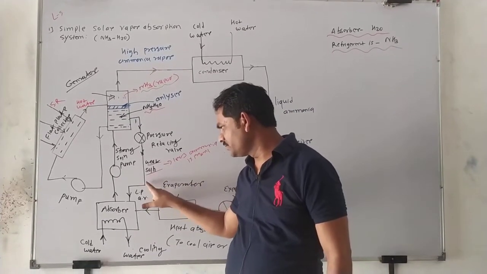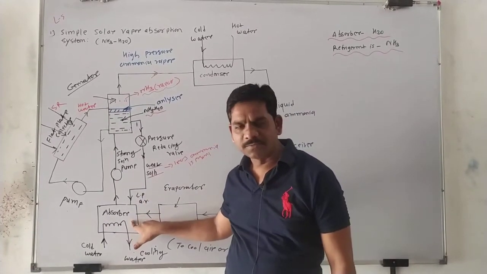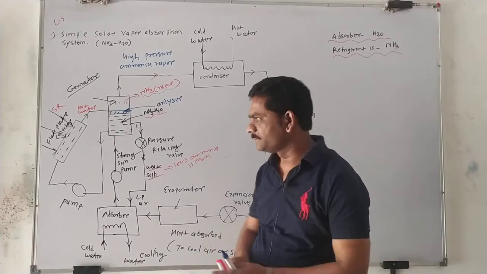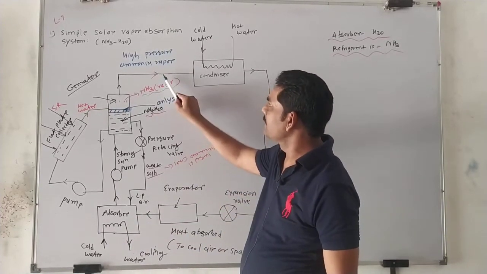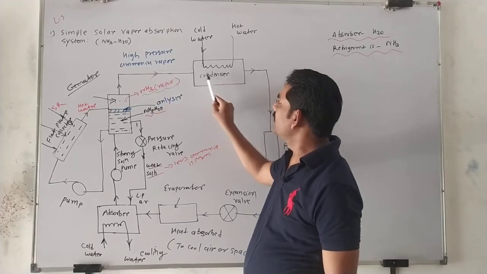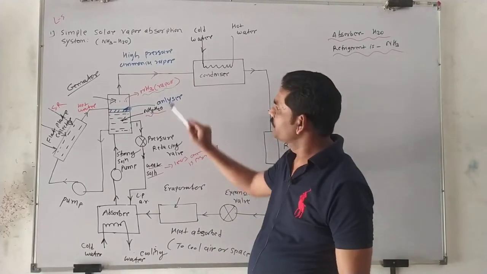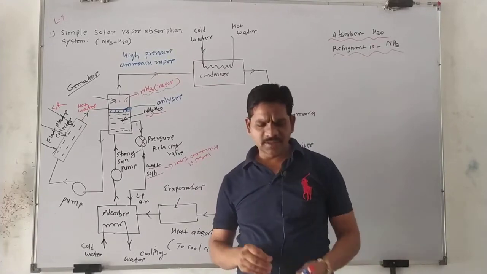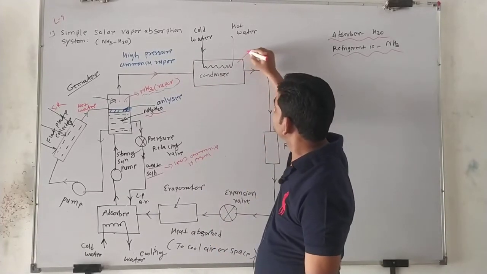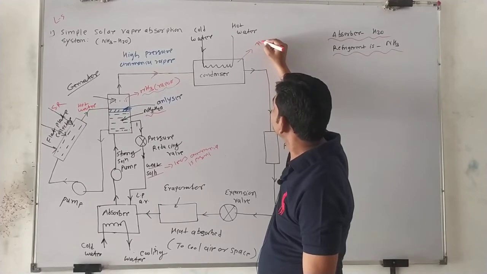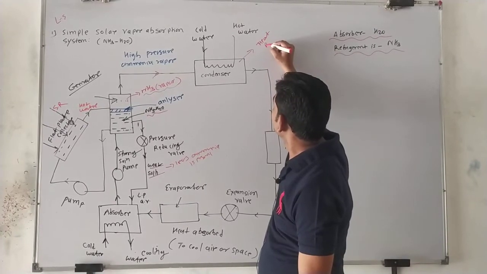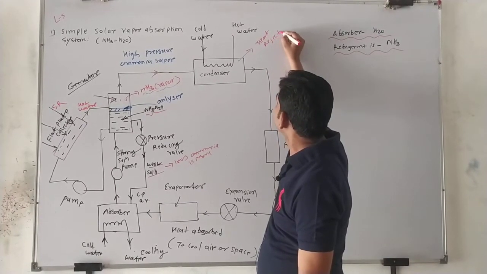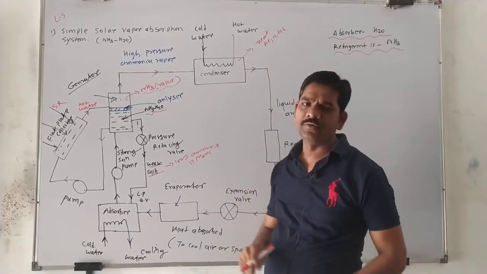And this weak solution is passed where? Inside the absorber. Yes or no? Yes. Now from here, this high pressure ammonia is passed into the condenser. This is in vapor form. So what is the role of the condenser? The role of the condenser is to reject the heat. Heat is rejected from the condenser into the surroundings.